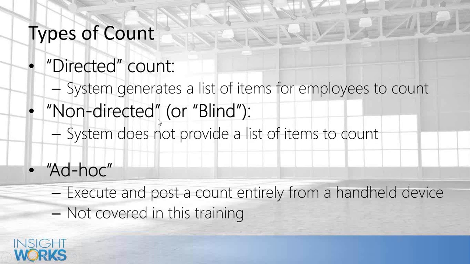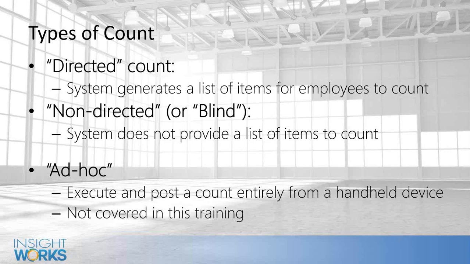The other way we can do it is non-directed. In that case, we don't generate count sheets. We don't generate a list of items to count. You simply go out there and scan everything you find. So for year-end inventory, for full inventory counts, that is typically the ideal approach, because you're just scanning everything you find in the facility. And then from within NAV, we can reconcile that and figure out if we screwed up anywhere.